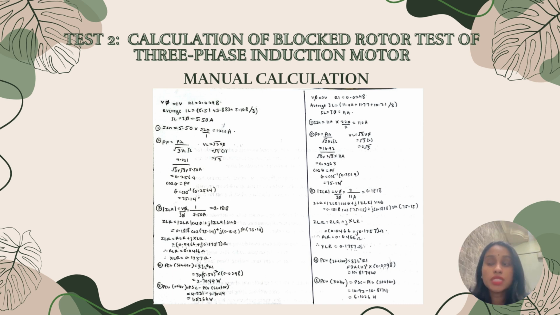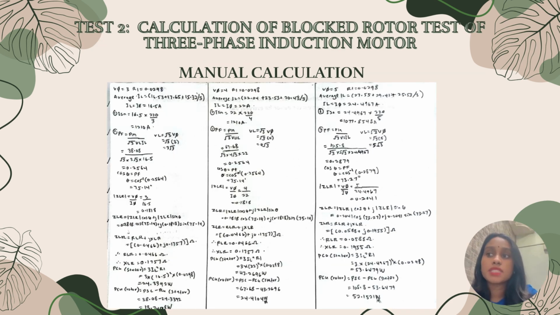Okay, I'll continue with the impedance per phase. ZLR is equal to 0.5011, which is 0.1818 ohm. So convert to rectangular form, which is 0.0466 plus J 0.1757 ohm. So that again we have to convert to RLR, which is 0.466 ohm. XLR is 0.1757. So the stator copper loss is equal to 10.8174 watt. And the rotor copper loss is equals to 6.1026 watt.